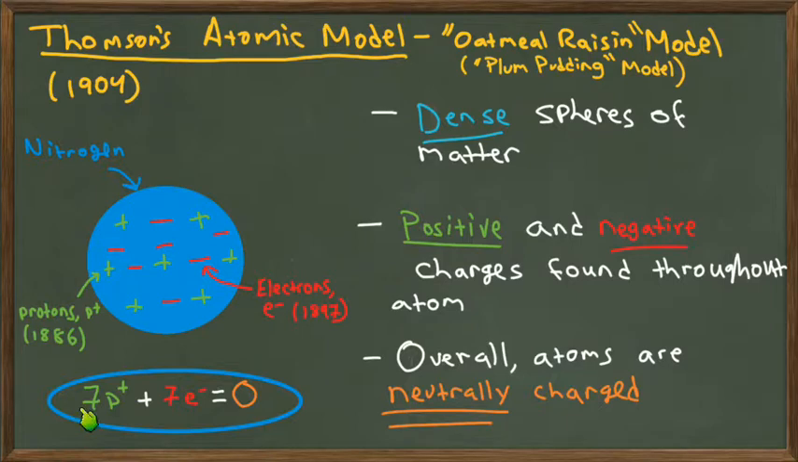So as you can see here with the equation, we have 7 protons plus 7 electrons gives you a charge of 0. When the charges are equal to one another, protons and electrons, you're going to have an overall neutral charge, which means no charge whatsoever.